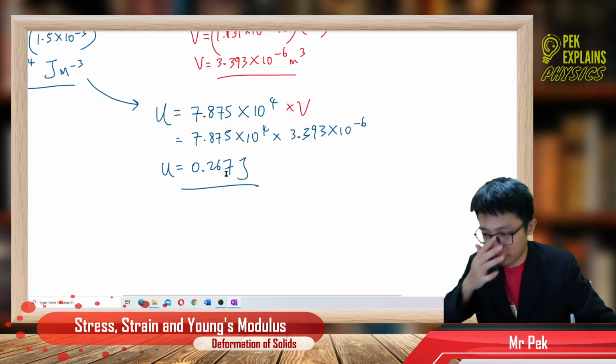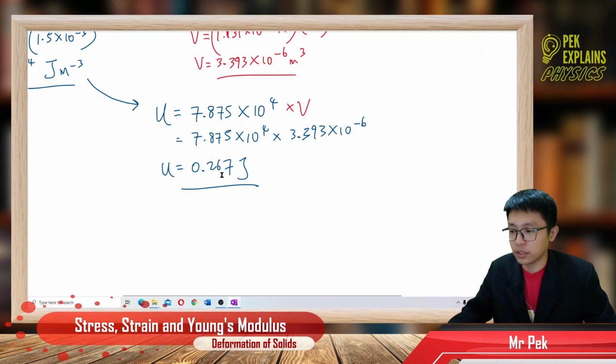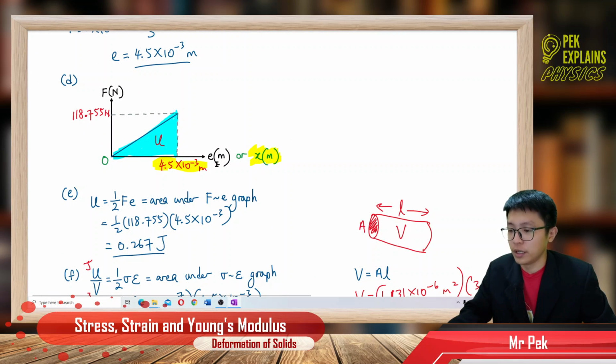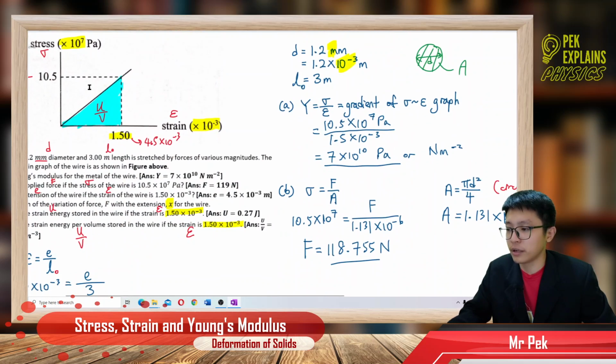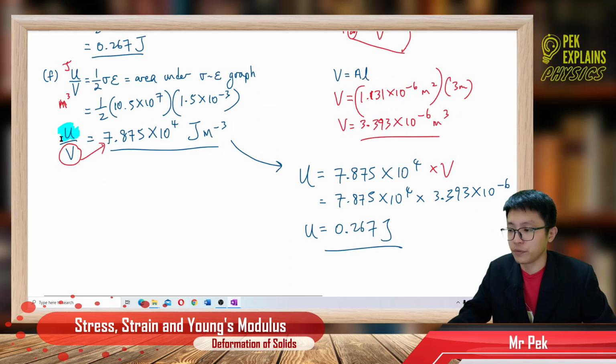So there's another way to find the strain energy. If you don't draw the force-elongation graph, you still can find the strain energy from the stress-strain graph. But you have to find the volume first, and multiply it to the top. Then you can find the strain energy.